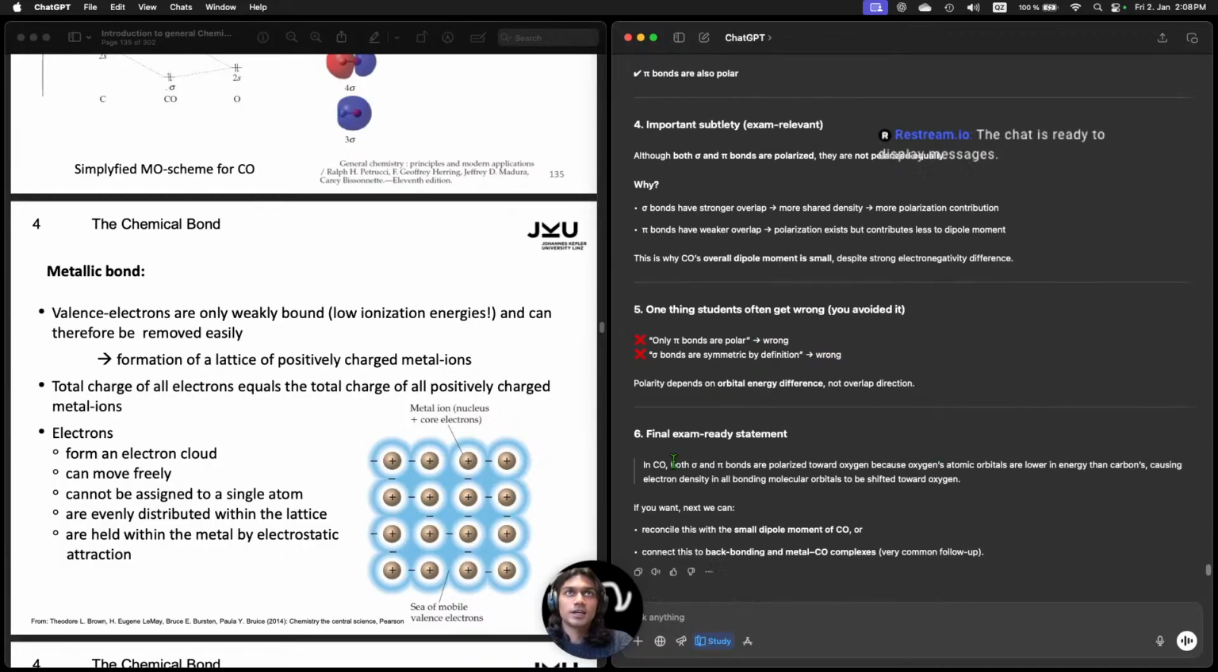Final exam ready statement: in CO, both sigma and pi bonds are polarized towards oxygen because oxygen's atomic orbitals are lower in energy than carbon's, causing electron density in all bonding orbitals to be shifted towards the oxygen. So the electron density goes towards the oxygen because oxygen has lower energy.